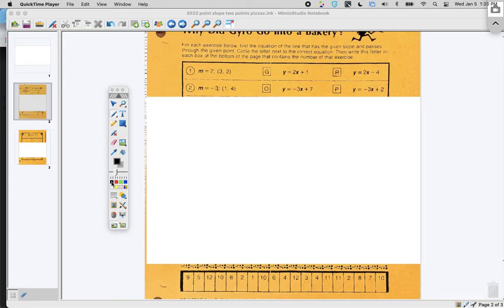It's a good question. So here we're given a point and a slope. This is the point, this is the slope. If you look at the point, there's an x and a y in each point, and this is our m. So here's number one. I'll just write it out. M equals 2, ordered pair is 3, 2.